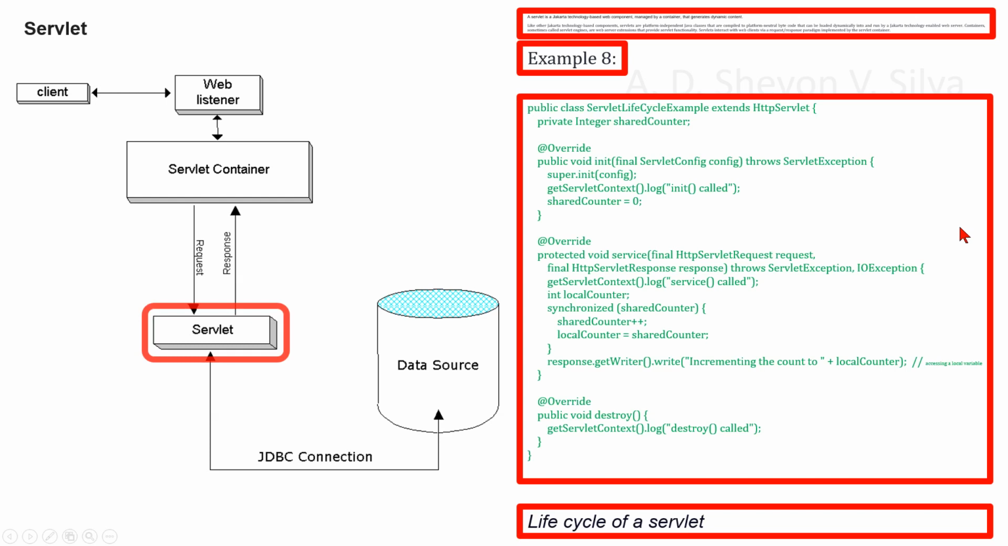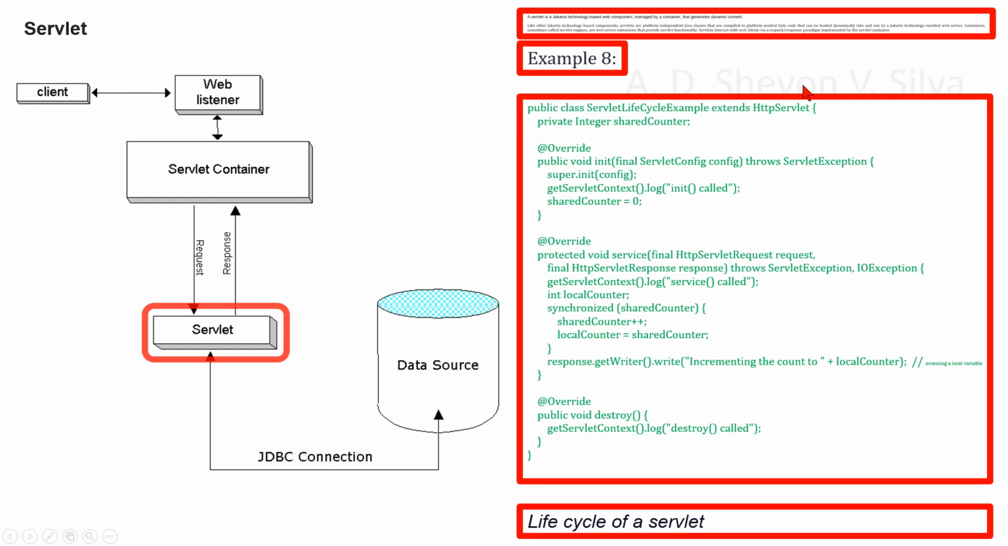Two, the HTTP request is received by the web server and forwarded to the servlet container. The container maps this request to the particular servlet, and the servlet is dynamically retrieved and loaded into the address space of the container.